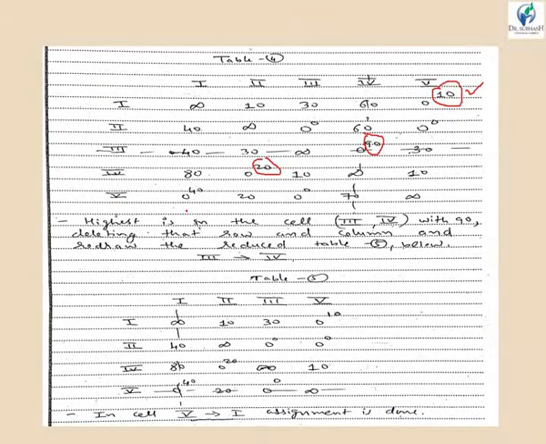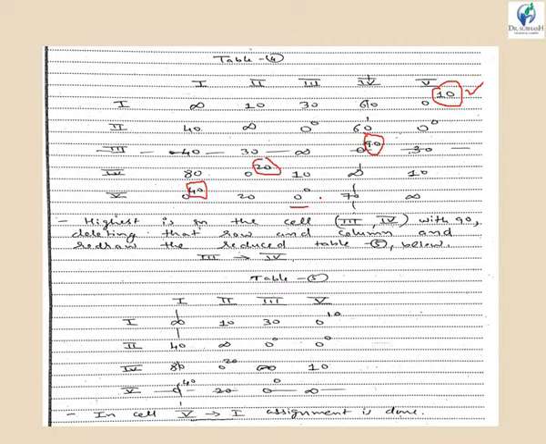Now for this 0, the smallest element is 0, and in this column the smallest element is 40. So 0 plus 40 will give you 40. So the penalty of this 0 is 40. Now calculating the penalty for this 0, the smallest element other than 0 is 0, and in this column the smallest element is 0, so 0 plus 0 will be 0.